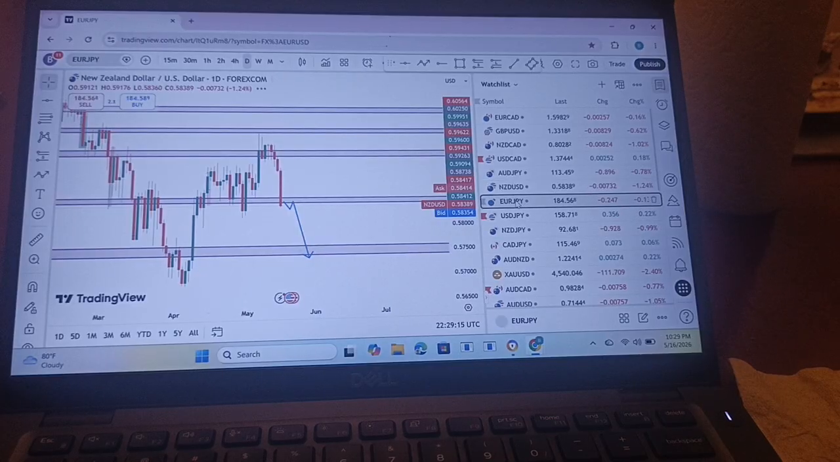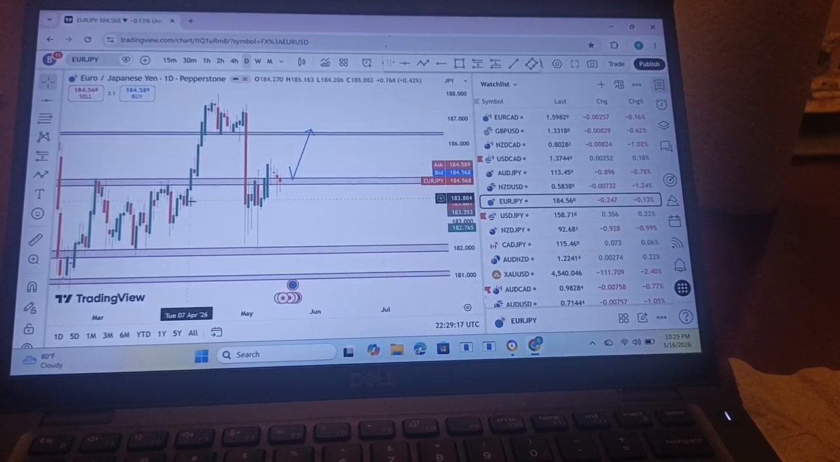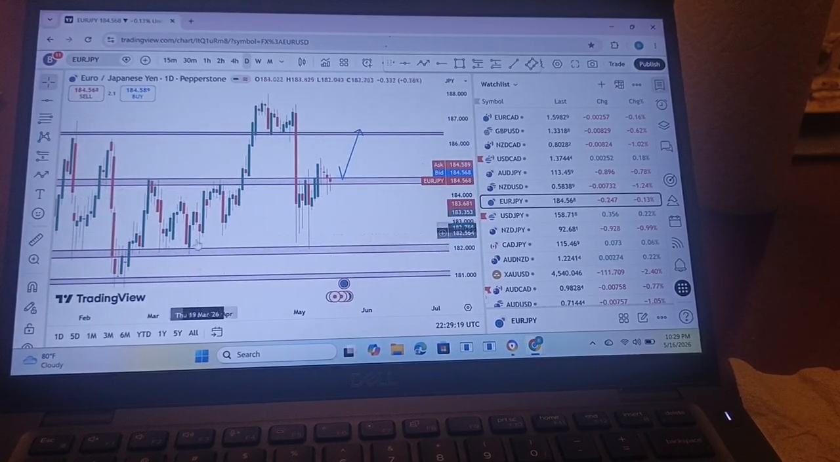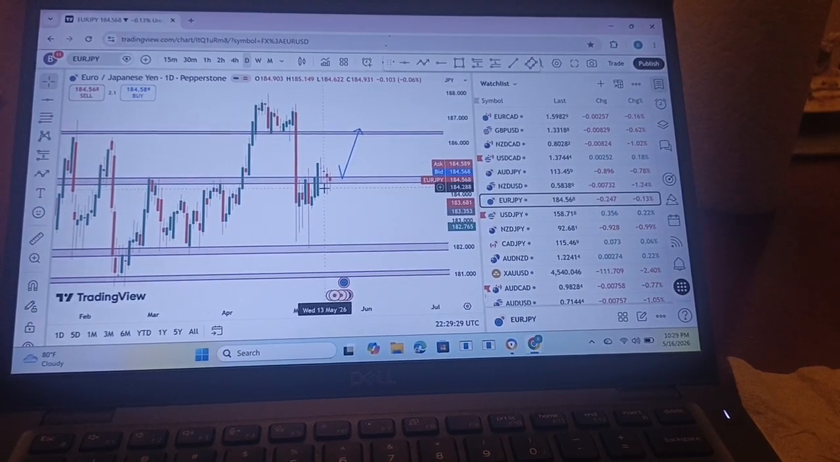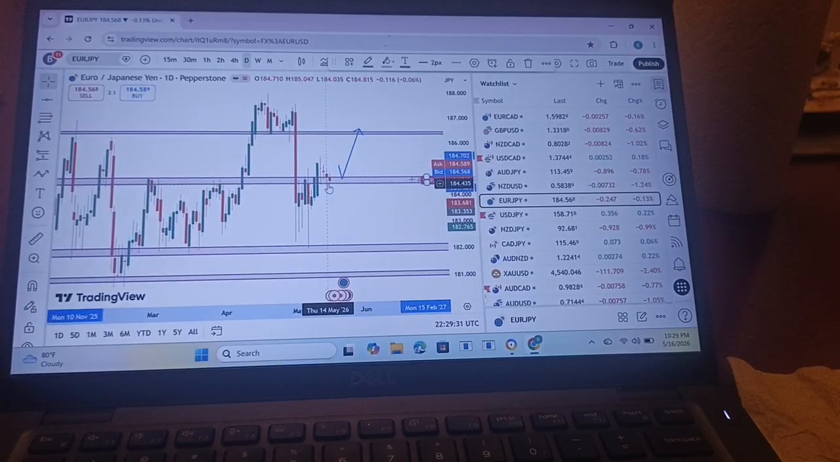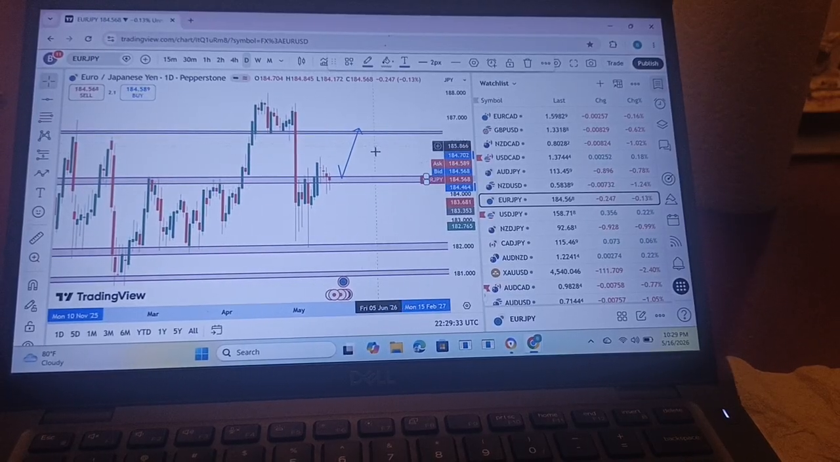Also we check Euro JPY. Euro JPY is within an uptrend, as you see, a series of higher highs and higher lows, and lower lows and lower highs. So now it will retest this zone. When we retest this zone and close beyond this resistance, we expect a buy next week.